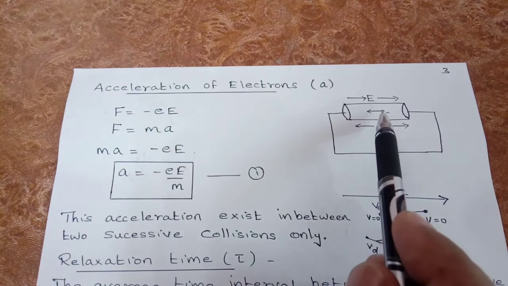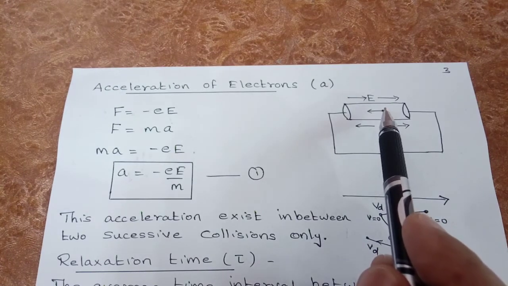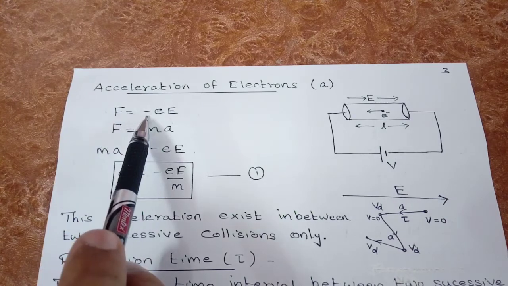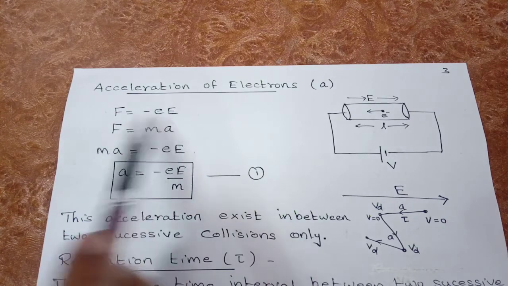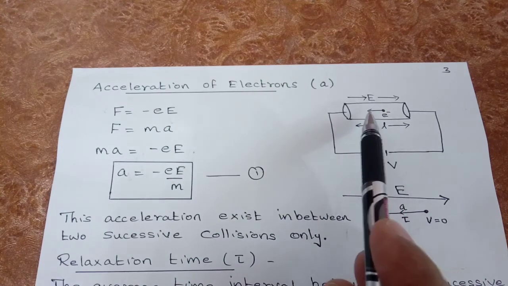Now look at each electron. Each electron is now inside an electric field. An electron inside an electric field experiences a force, and that force F is given by minus of e into E. So under this force, the electron drifts against the electric field.